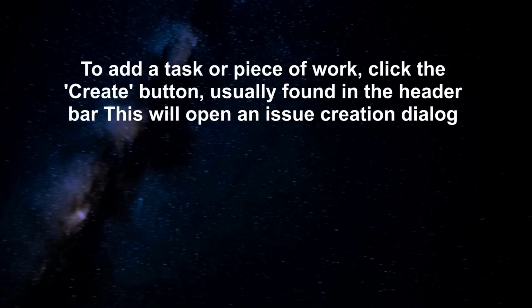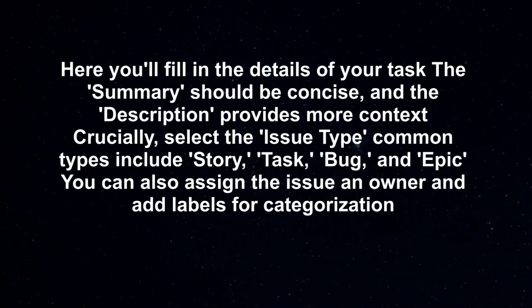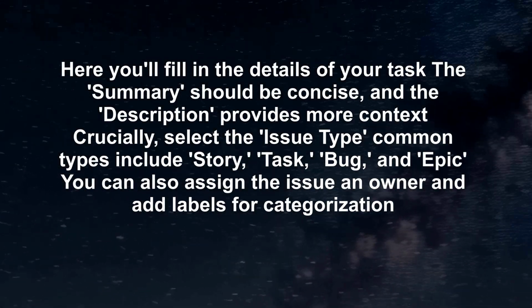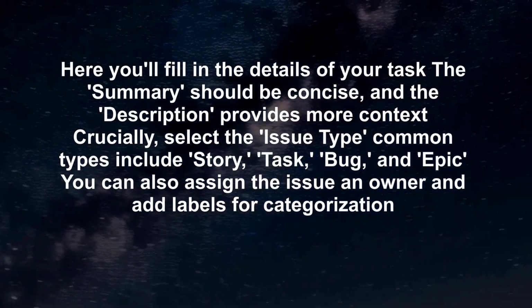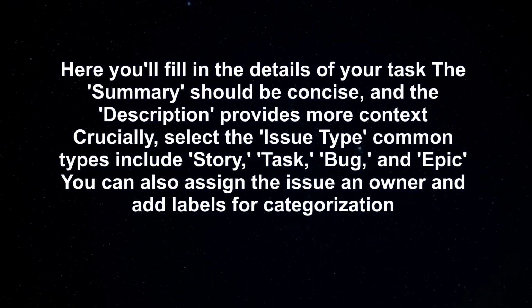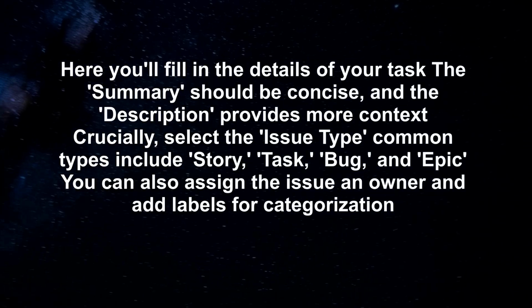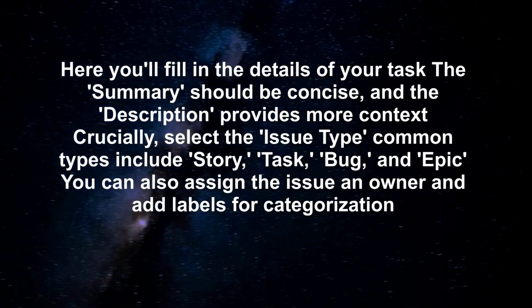This will open an issue creation dialog. Here you'll fill in the details of your task. The summary should be concise, and the description provides more context. Crucially, select the issue type. Common types include story, task, bug, and epic. You can also assign the issue an owner and add labels for categorization.